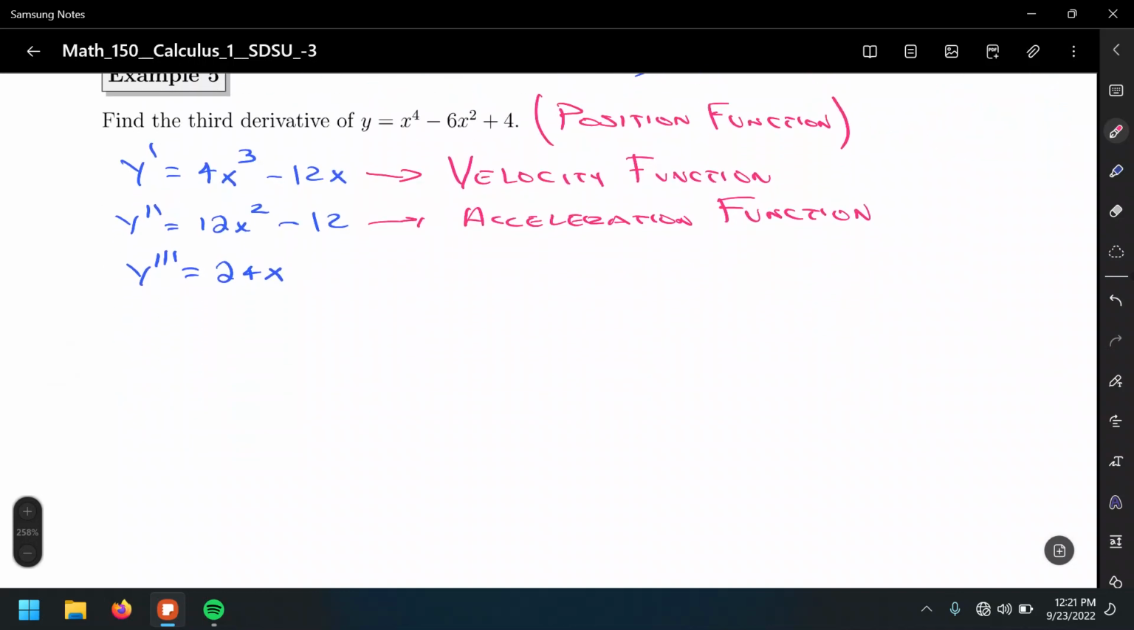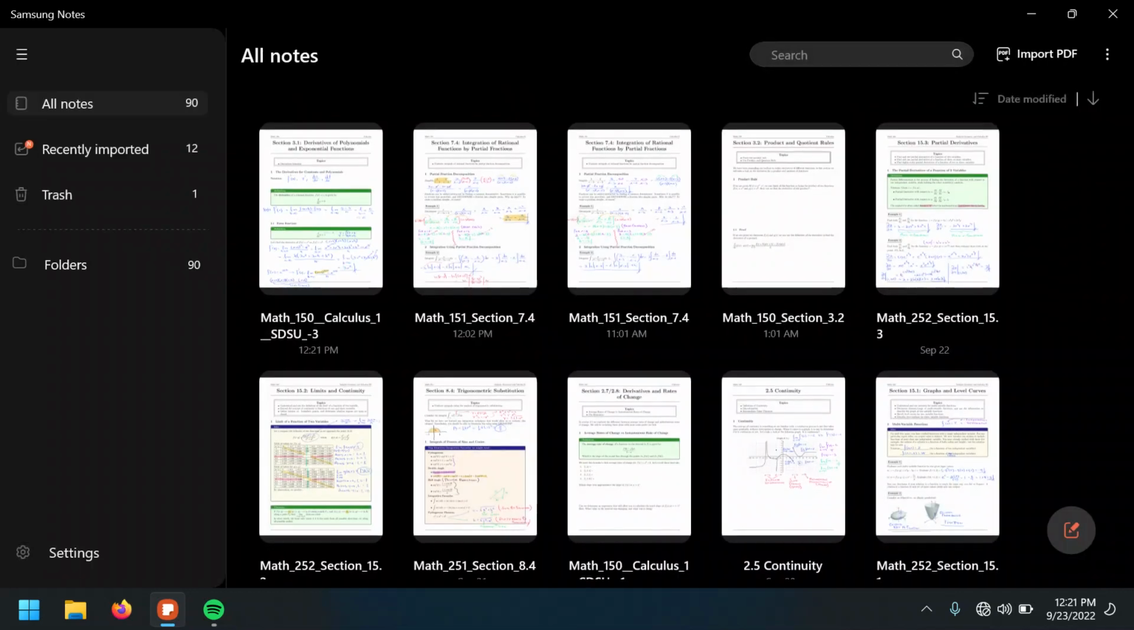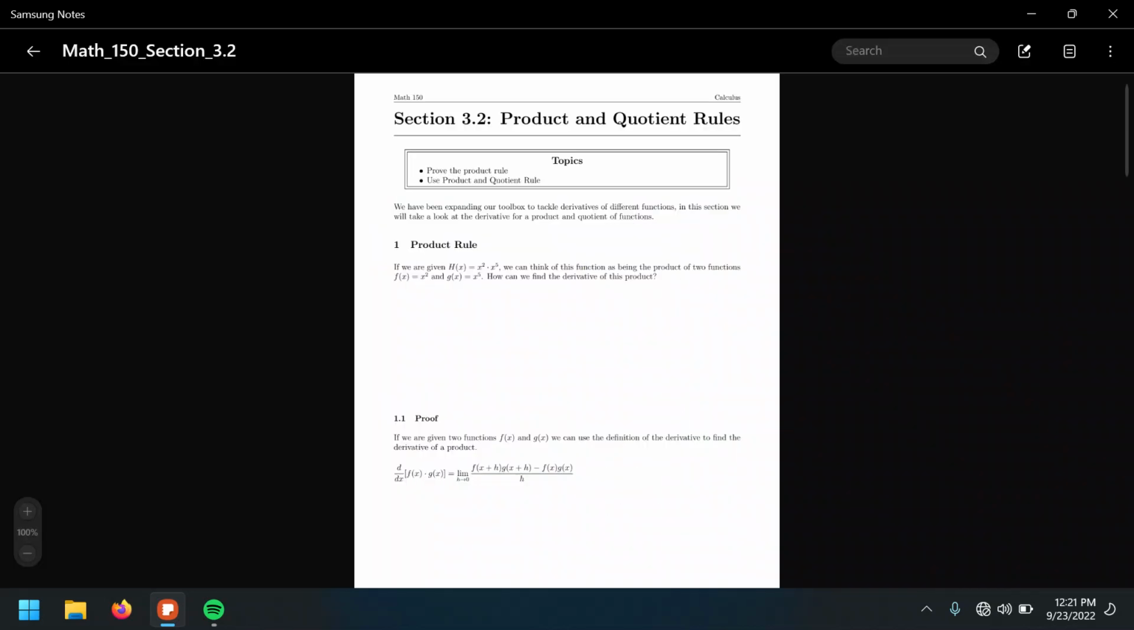All right. So this concludes this section, I think. Yes. So let's move on to the next section, and that's the product rule and the quotient rule.